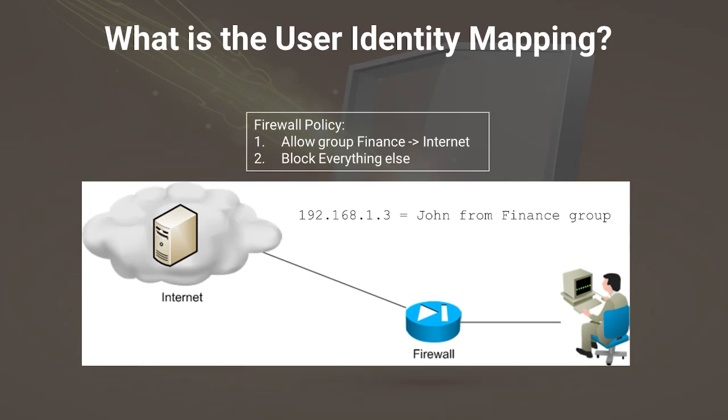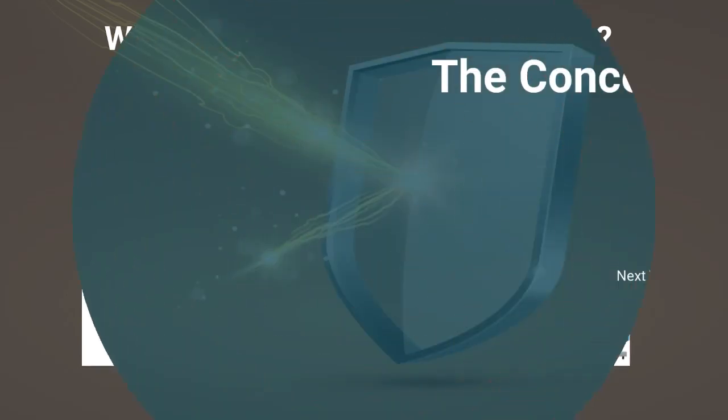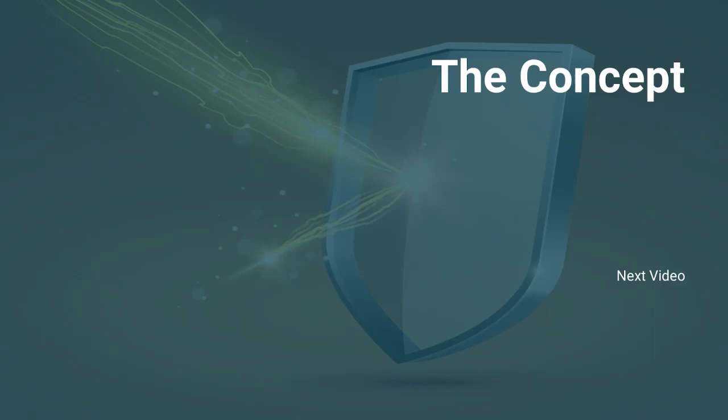How the firewall maps the IP address to the user identity is what we call the user identity mapping feature. How exactly the users are mapped to the IP addresses, we will see in the next slide when we talk about the user identity mapping concept.